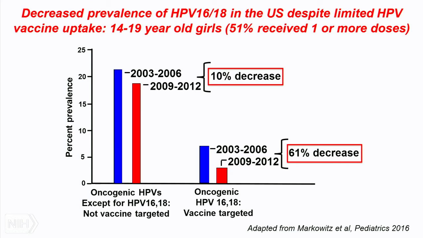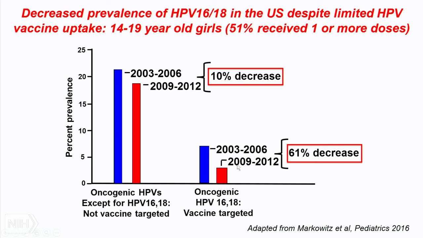Nevertheless, there is evidence of herd immunity among young girls since the vaccine was instituted in the U.S. This slide, which is adapted from a paper published a little less than 2 years ago by investigators from the Centers for Disease Control, in blue shows you the percentage of girls age 14 to 19 that were positive for HPV 16 and 18.